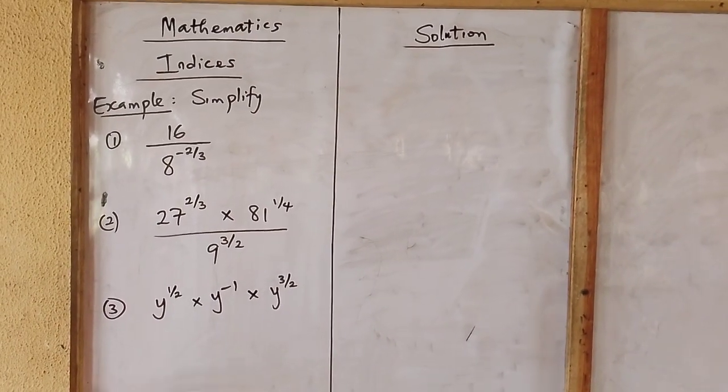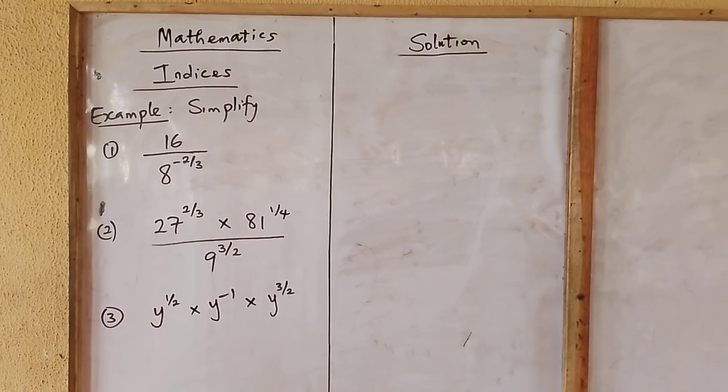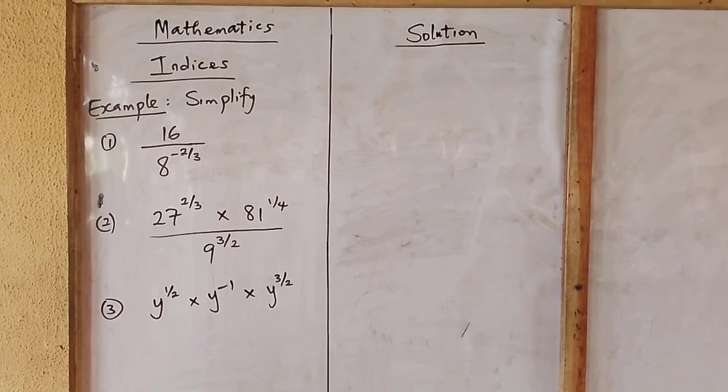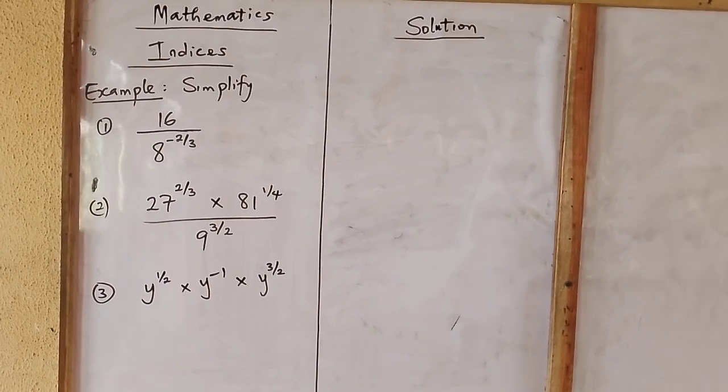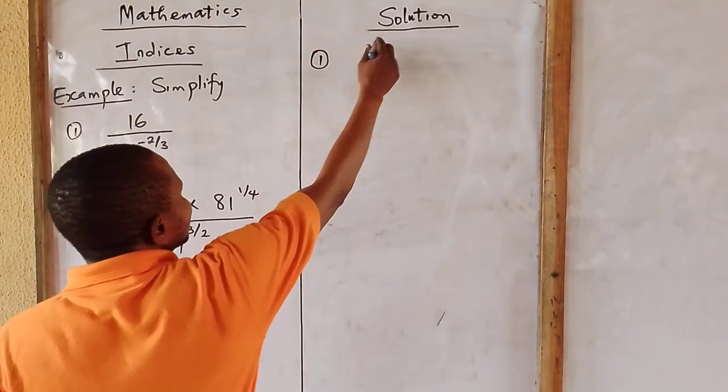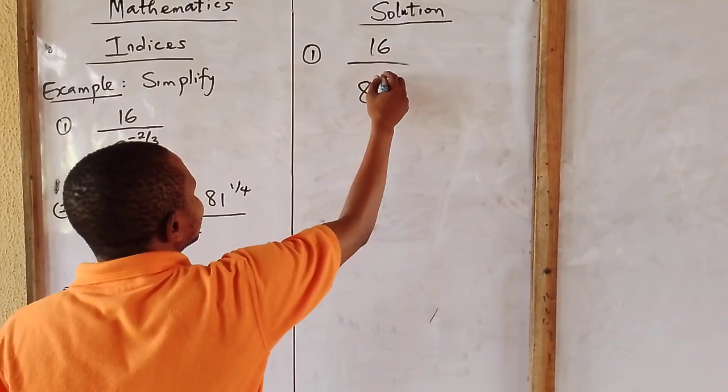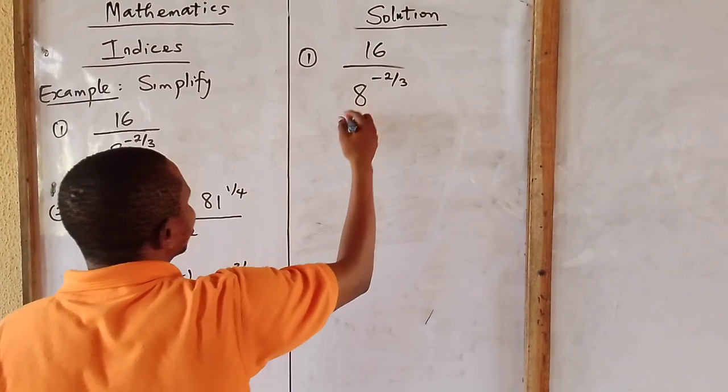Indices. We want to solve these questions on the board. Simplify 16 over 8 raised to power minus 2 over 3. Let's solve the first question first. We have 16 over 8 raised to power minus 2 over 3.